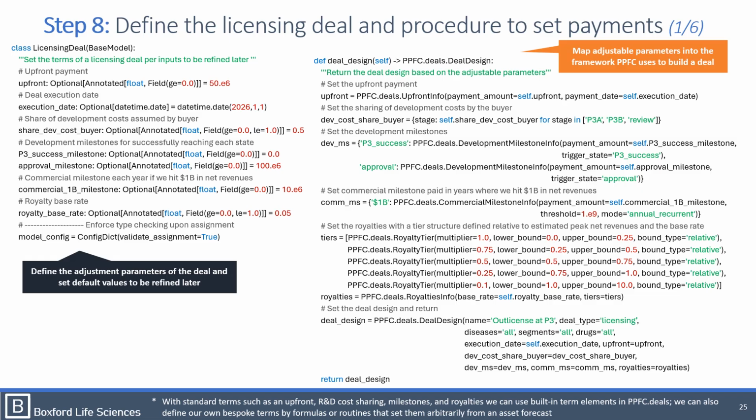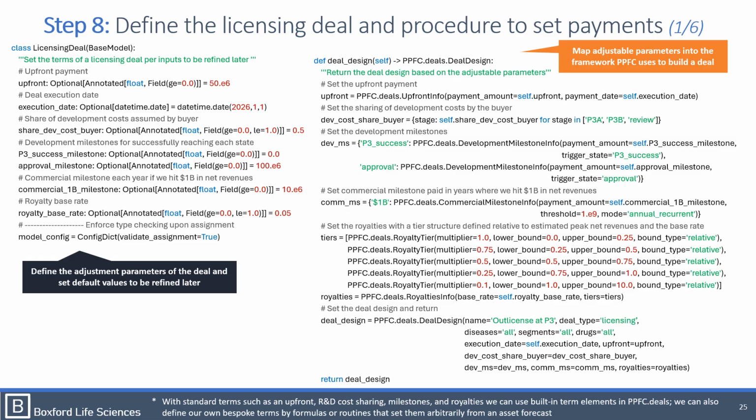The threshold is going to be meeting $1 billion in net revenues, and we're going to pay our payment amount based on that. And then we set a tier structure. We're going to define that through royalty tiers, defined based on revenues that are between a lower and upper bound as a percent of estimated peak net revenues, and it's going to be a multiplier in each one of those of the base rate to determine the local royalty rate based on revenues in that tranche.